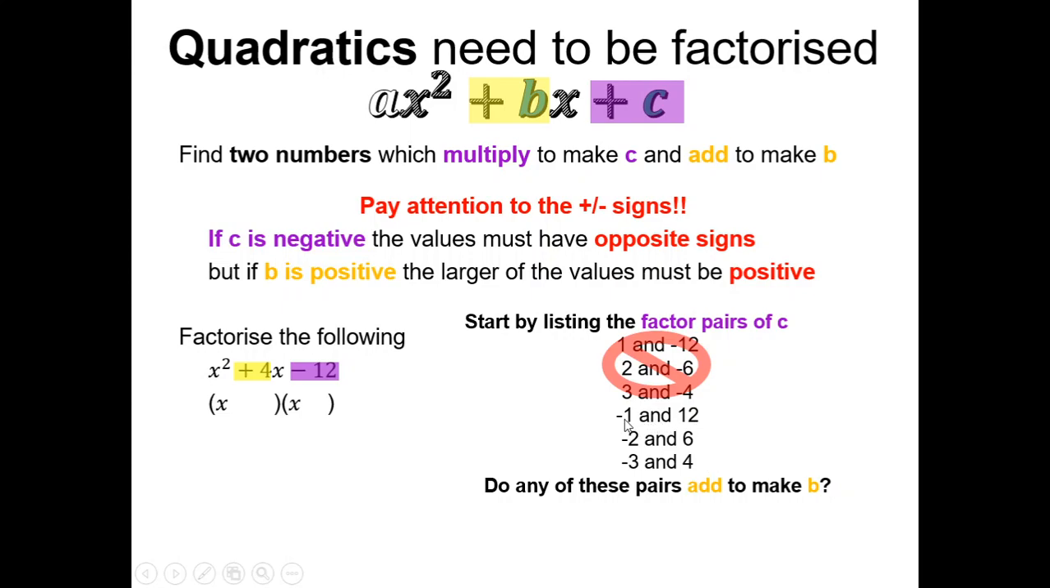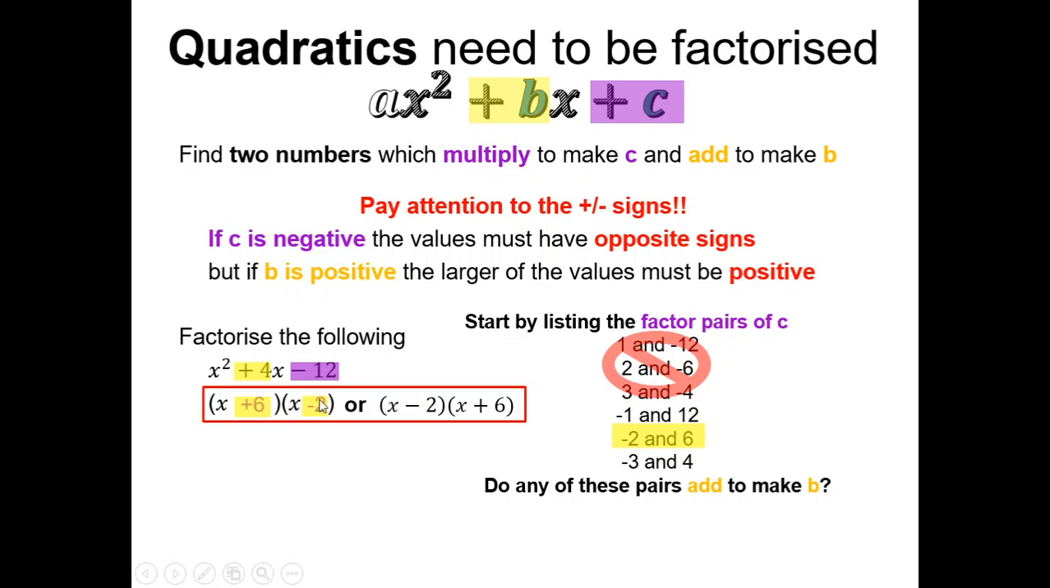So 12 minus 1 is 11, not 4. 6 minus 2 is 4. That's the one. Okay, so I've got my answer. And if you want to just double check, there's only one correct pair. This last pair, 4 minus 3, that would give me 1, so that's not the pair we're looking for. So my numbers are negative 2 and 6. I'll put them into my brackets.